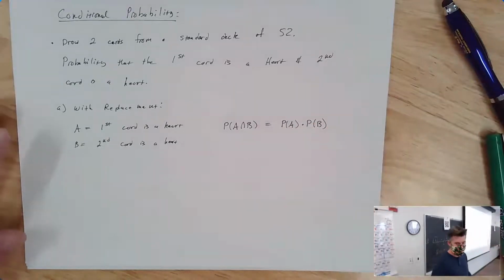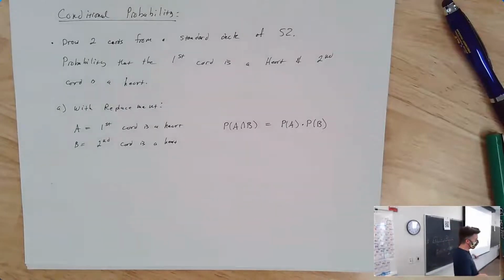Now, this has to do with the fact that if we're replacing the card in the deck after we've drawn one, the first draw doesn't affect the second draw. You draw a card, you look at what it is, and then you draw the second card. Whatever you did the first time doesn't matter if you put the first card back in the deck, as far as calculating the probability of the second thing.